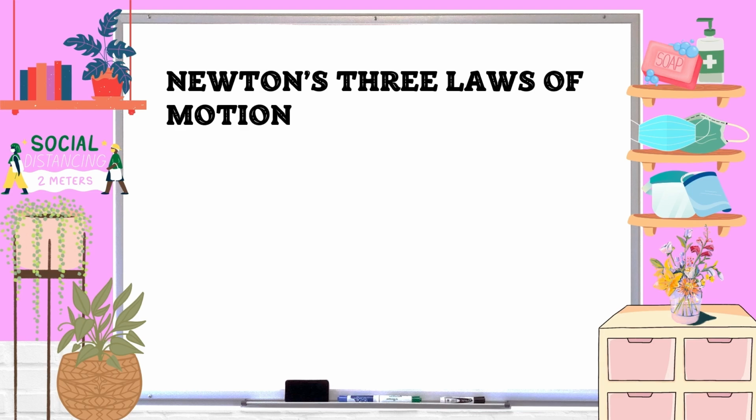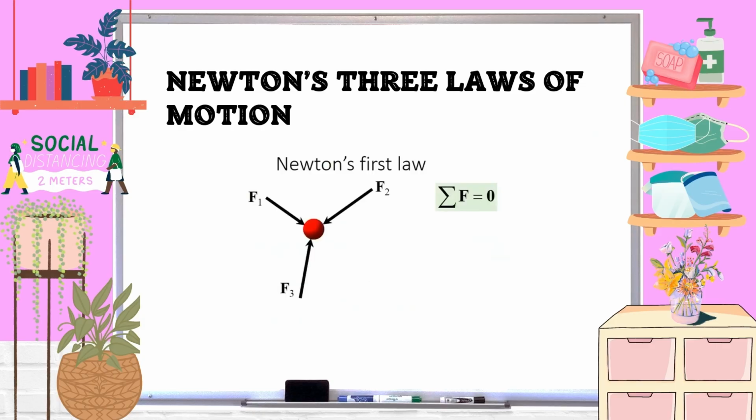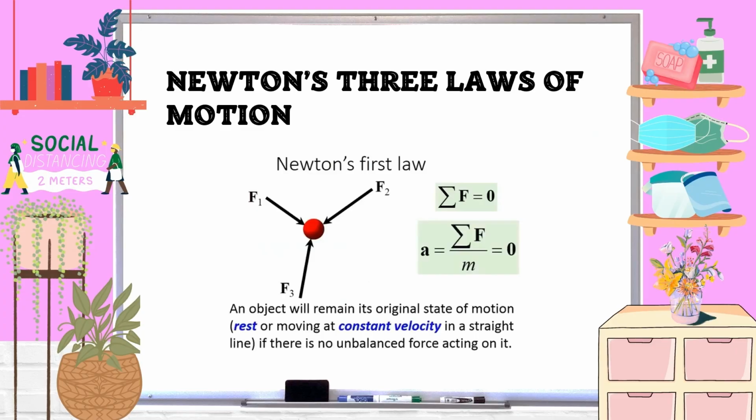Let's first look at Newton's first law of motion. For a particle subjected to a force, if the sum of the force vectors equals 0, then the acceleration of the object, which equals the resultant force over the mass of the object, will also equal 0. When we say equilibrium, it means that an object will remain in its original state of motion, at rest or moving at constant velocity in a straight line, if there is no unbalanced force acting on it.